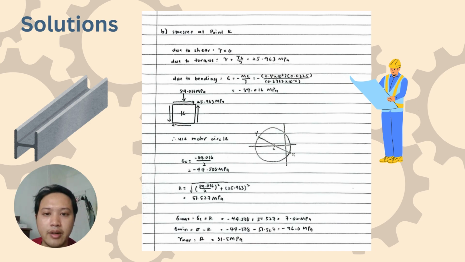Okay, now for the B part, stresses at point K. The stress due to shear is equal to 0, so we only have stress due to torque and due to bending. For the stress due to torque, the formula is still the same, tau equal to Tc over J, which is 25.963 MPa. And for stress due to bending, we use the formula sigma equal to negative Mc over J, which we will get negative 89.016 MPa.